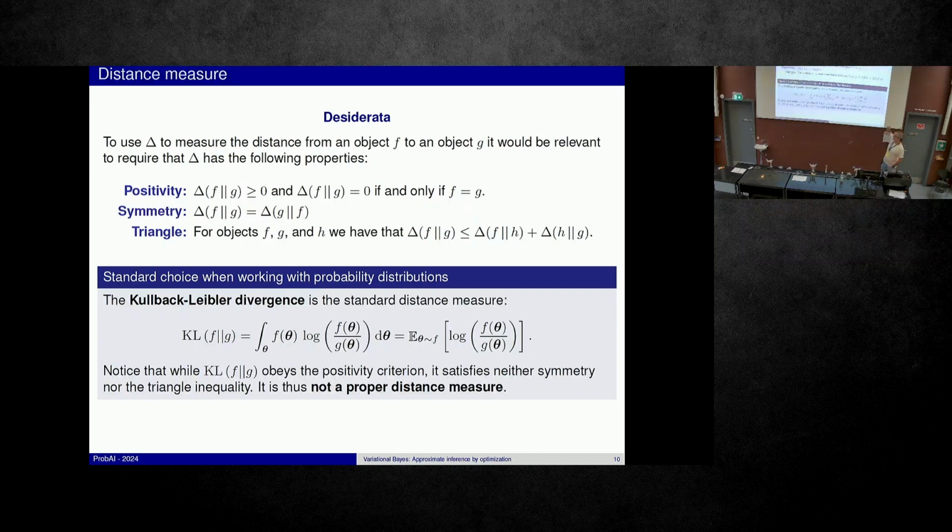And this is a semi-cool choice in the sense that it's not a metric: it is not symmetric, and it is also not obeying the triangle inequality. And this makes us see some strange behaviors that you will see an example of very soon.